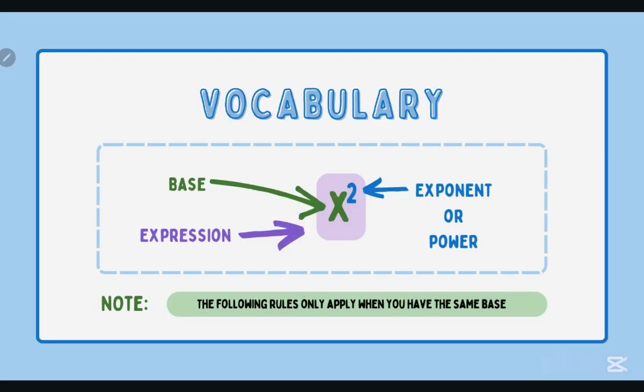The name of x is base, and the name of the other number is exponent or power. This is just an example, x to the power of 2. We can say x to the power of 3, 5, 6 or something. And the full name is expression. And we have a note here.